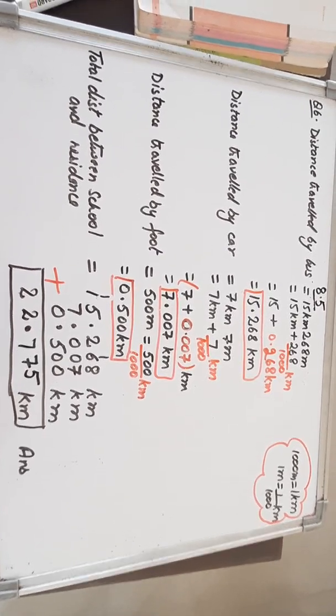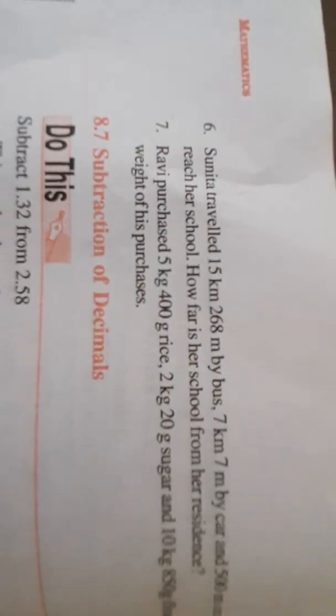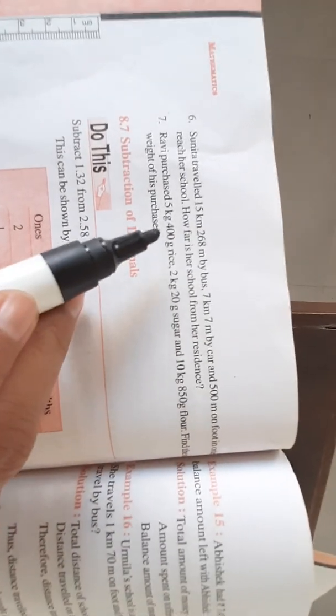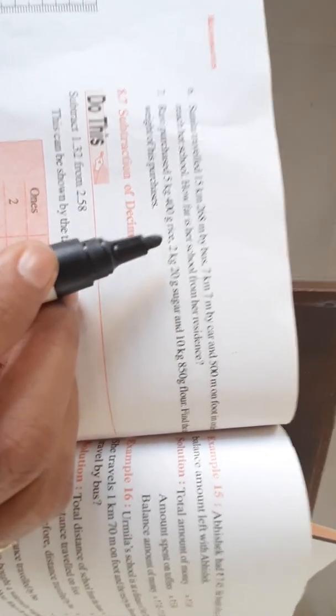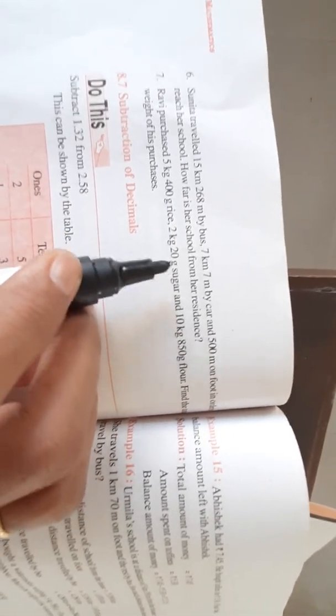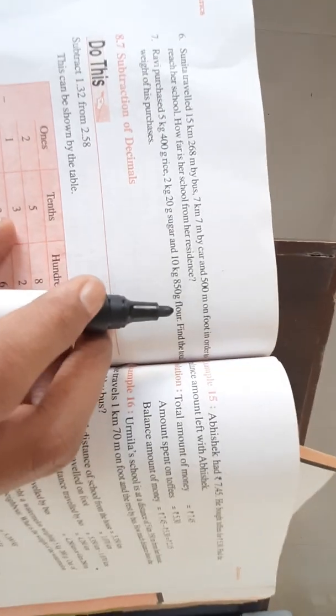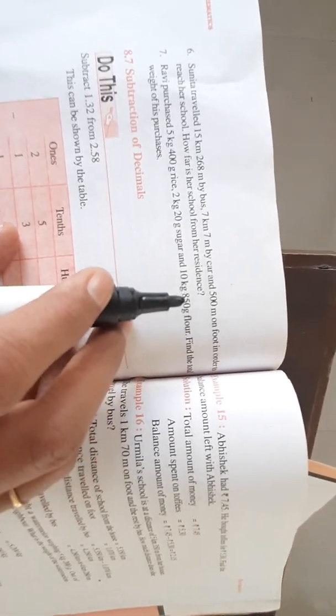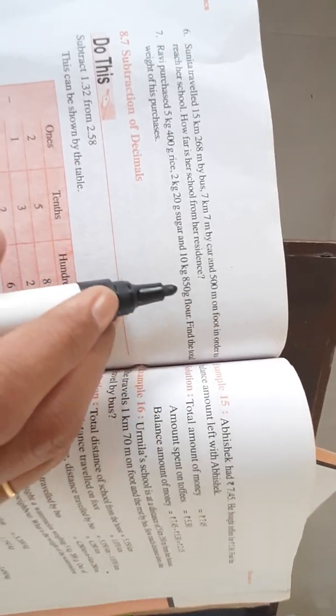Now dear students, question number 7. Ravi purchased 5 kilograms and 400 grams rice, then sugar 2 kilograms 20 grams, and then flour 10 kilograms 850 grams. Find the total weight he purchases.